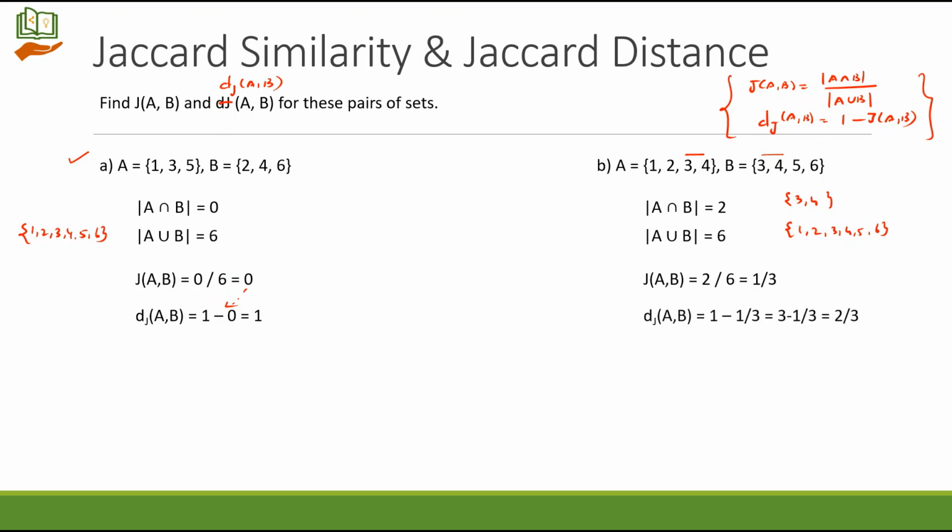What about Jaccard distance? 1 minus Jaccard similarity. So this will be 1 minus 1 by 3, which is equal to 3 minus 1 by 3, which is equal to 2 by 3. So distance will be 2 by 3. This is how we will be calculating Jaccard similarity and Jaccard distance with respect to two sets.